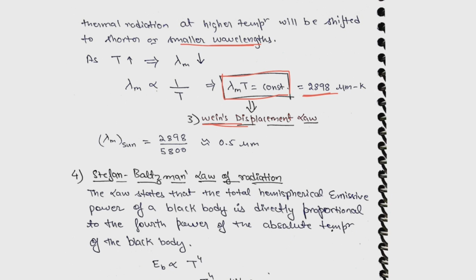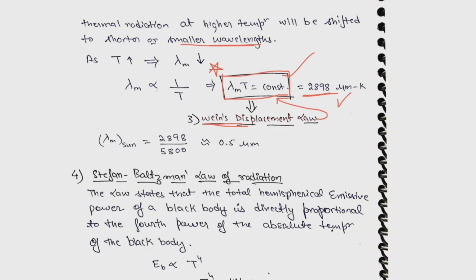Since Wien observed this variation in Planck's law and derived his own law, it is called Wien's displacement law: lambda m into T is equal to a constant, which is 2898 micrometer Kelvin. This formula is very important in objective type exams, because questions will come directly from this formula. Okay, please understand this.